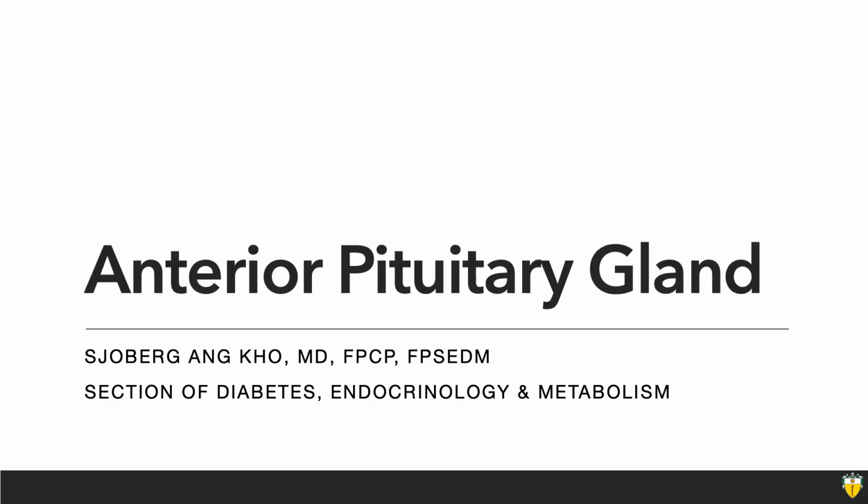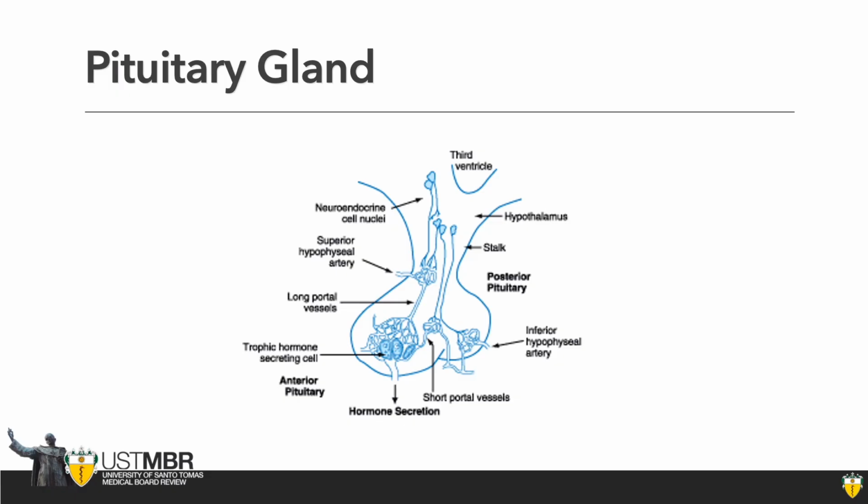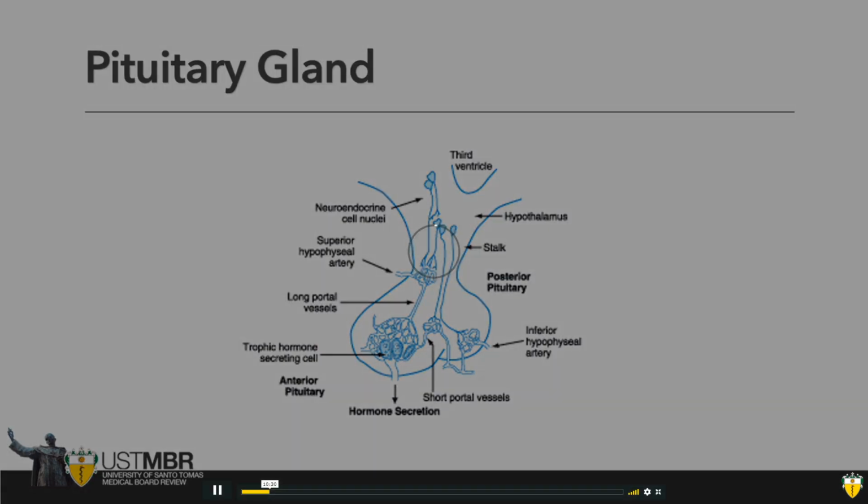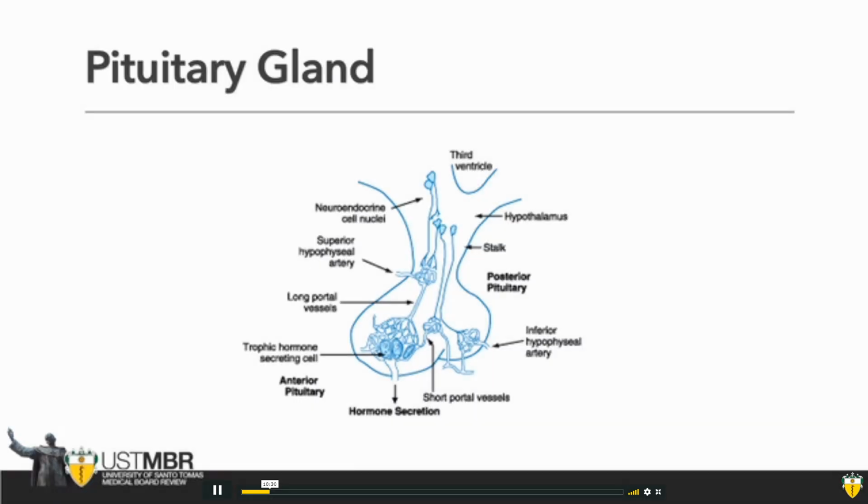First, let's talk about the master gland, the anterior pituitary gland. It is typically only about 10 grams in weight, really small. And the anterior pituitary gland has 6 different hormones. We'll go through them one by one.